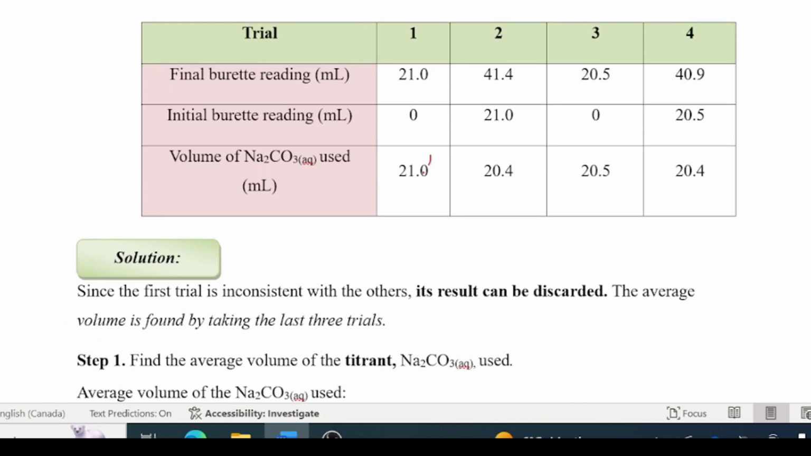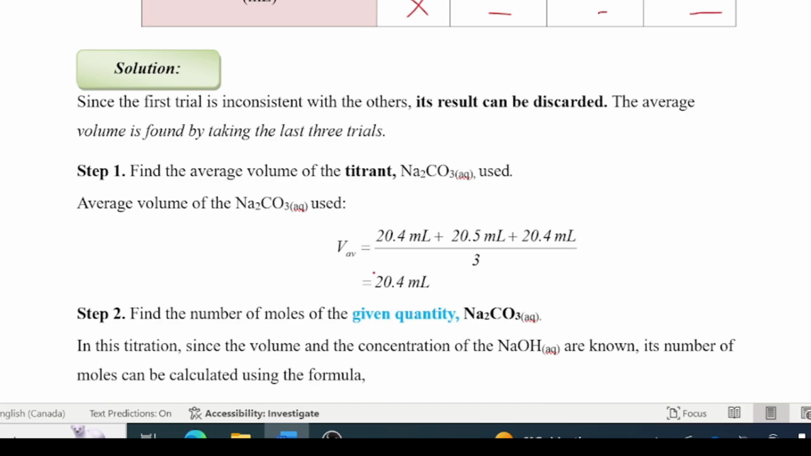Again, the trial run is there. You take it off and use these three here. People do a trial run to see where the reading might be, okay? So your average volume of sodium carbonate used is found by adding those three and dividing by 3, and it's 20.4 milliliters.